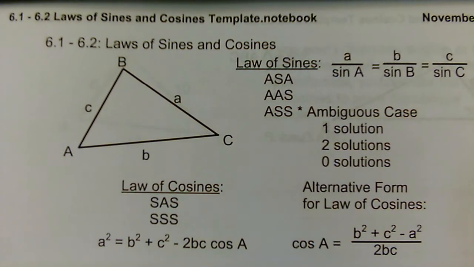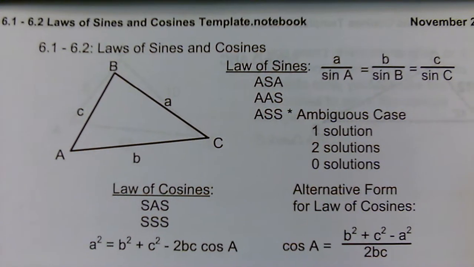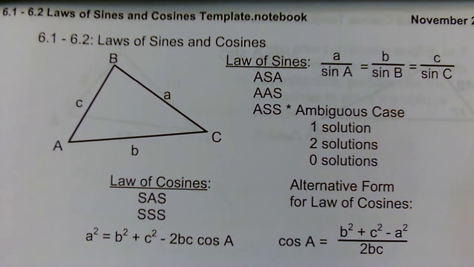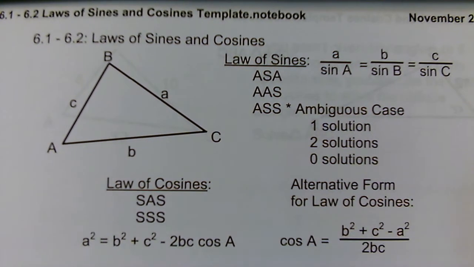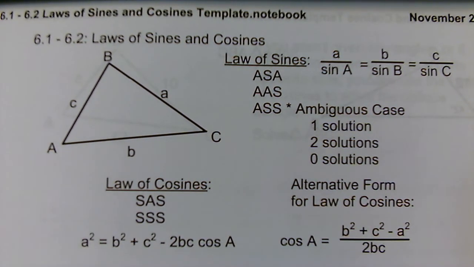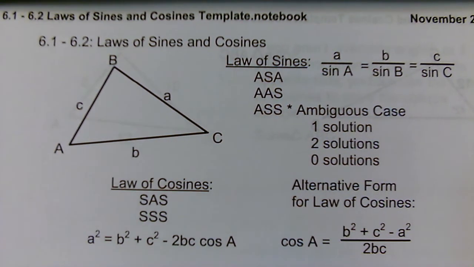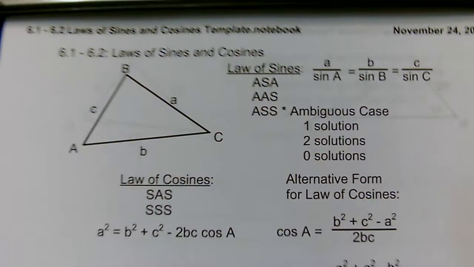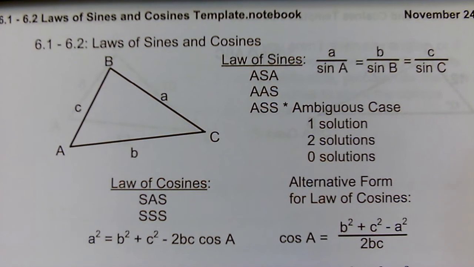Hello. We've been talking about using trigonometry to solve right triangles. And today we're going to talk about using some trigonometry to solve triangles that are not right triangles. They call them oblique triangles. So the two rules we're going to learn today are called the law of sines and the law of cosines. So let's start out with the law of sines.